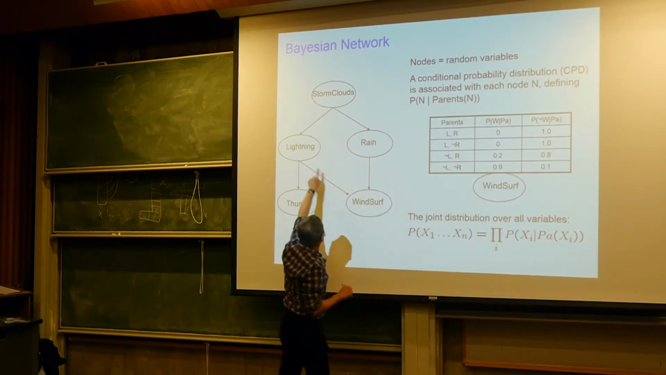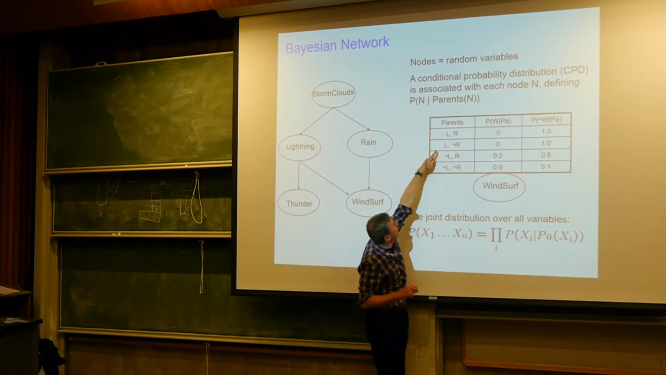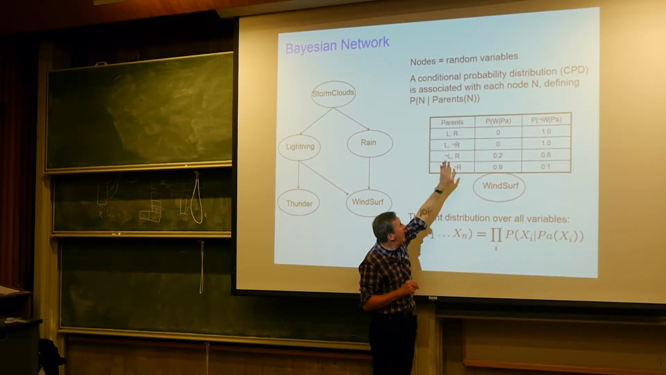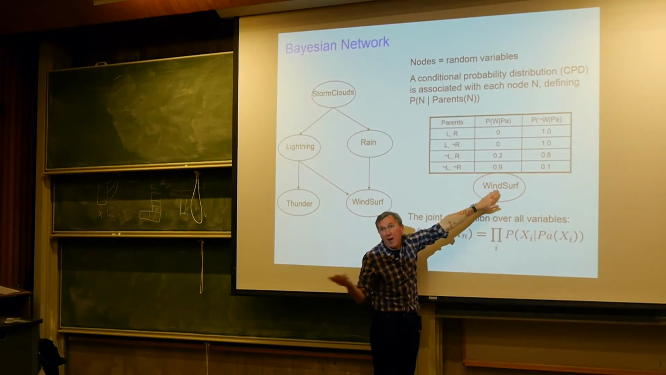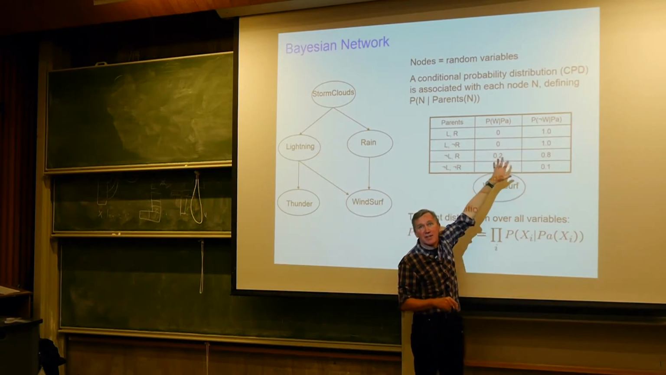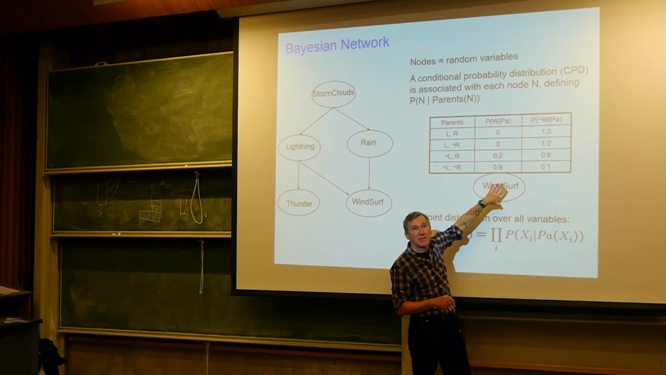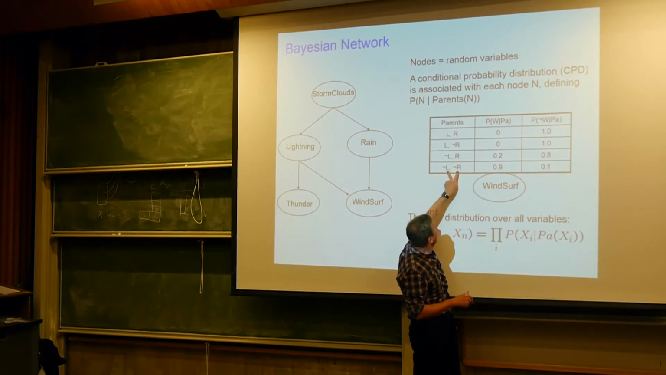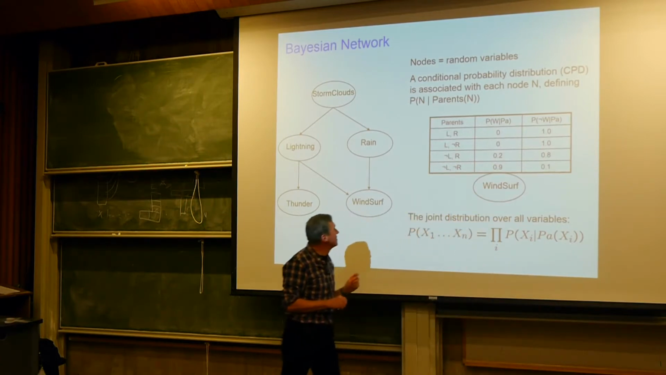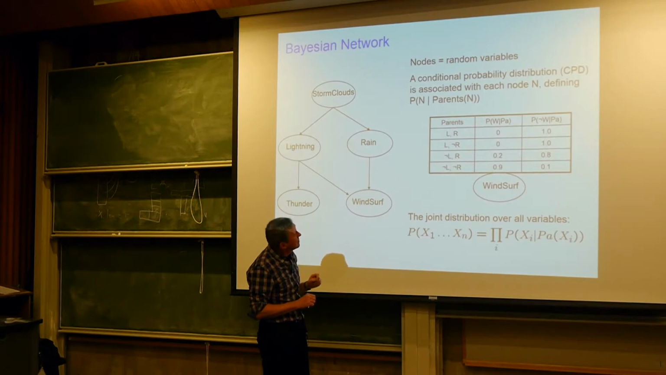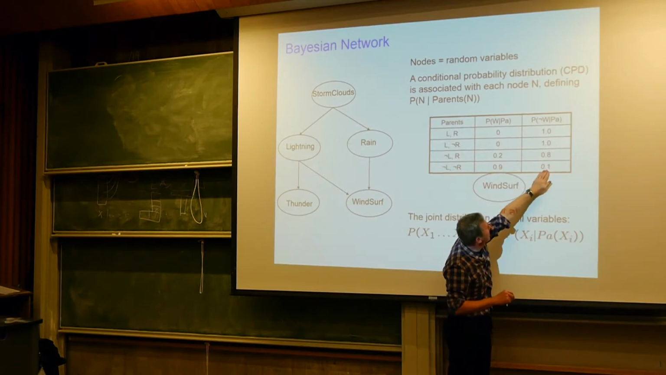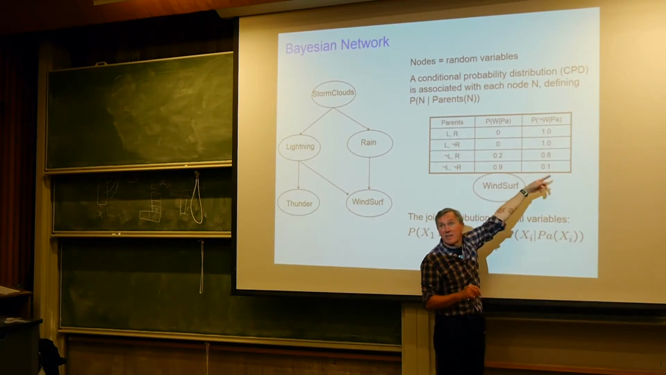And its immediate parents are lightning and rain, which could be true or false. So here are the 4 possibilities for lightning and rain. And the conditional probability distribution on the Boolean variable windsurf maybe could be defined. Here's a potential definition of that conditional probability distribution, right? Saying if it's not lightning and it's not rain, then there's a 90% chance that I'll be windsurfing. And the probability that I won't be windsurfing in that condition, therefore, is just 1 minus this.